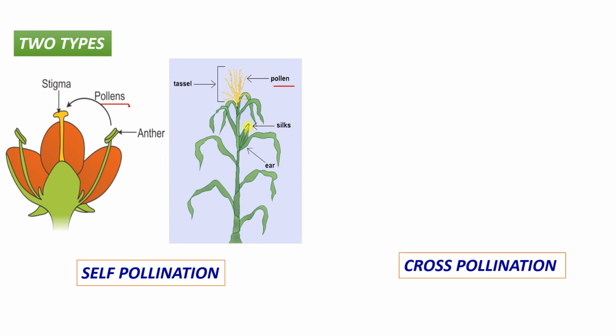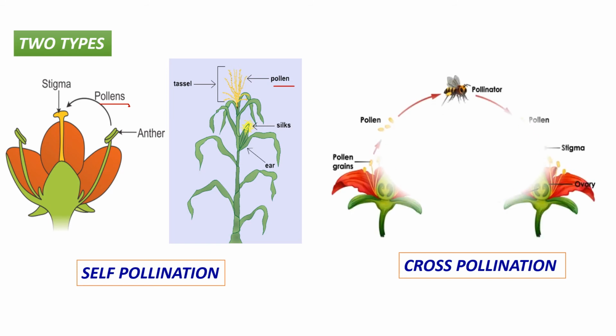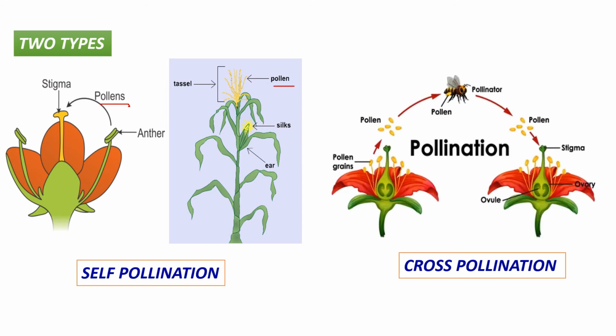Cross-pollination. Cross-pollination is a process in which the pollen grains from anther of one flower are transferred to the stigma of another flower of another similar plant. In this process, two plants are involved. If you see the image, this is one flower of plant A and this is another flower of plant B. Here pollens are transferred from plant A to plant B. The plants A and B are similar plants.